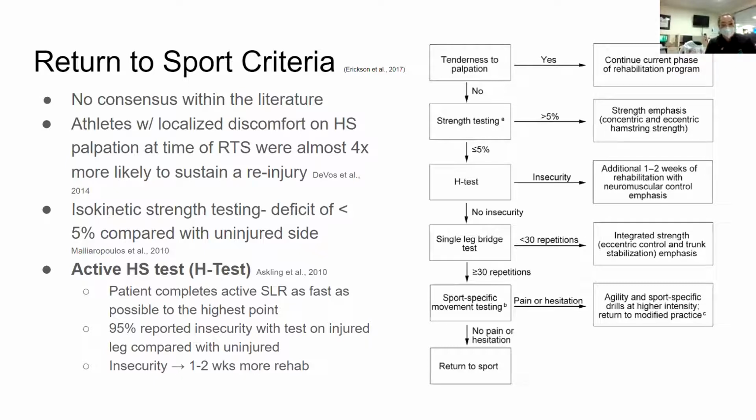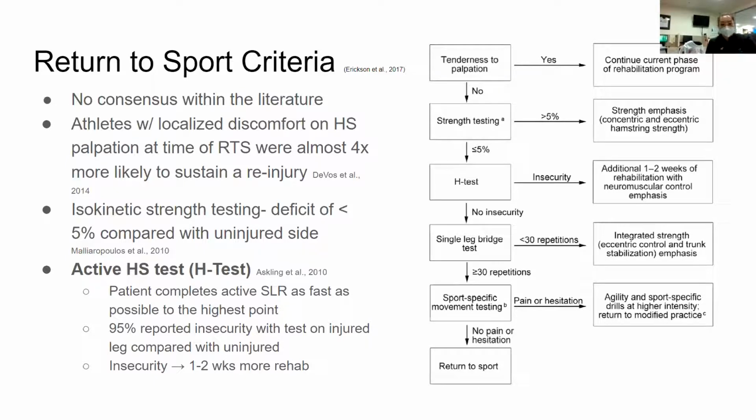So the first thing was, like I mentioned, the tenderness to palpation. They found that athletes with localized discomfort on hamstring palpation at the time of return to sport were almost 4 times more likely to sustain a re-injury. So if you're finding that your athlete is still sensitive to deep palpation at their injury site, then they're probably not ready to go back to sport yet and need some more rehab.